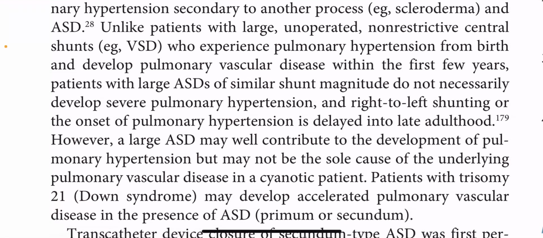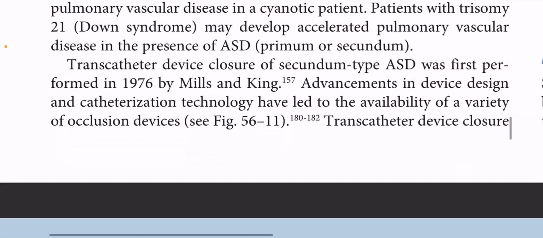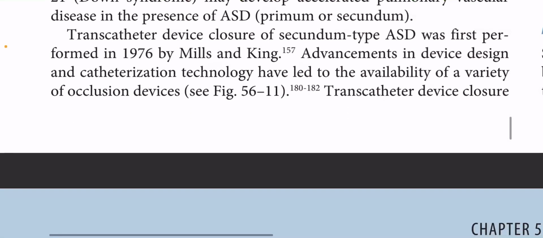Patients with trisomy 21, that is Down syndrome, may develop accelerated pulmonary vascular disease in the presence of ASD, primum or secundum. Now, transcatheter device closure of secundum type ASD was first performed in 1976 by Mills and King. Advancement in device design and catheterization technology have led to the availability of a variety of occlusion devices.